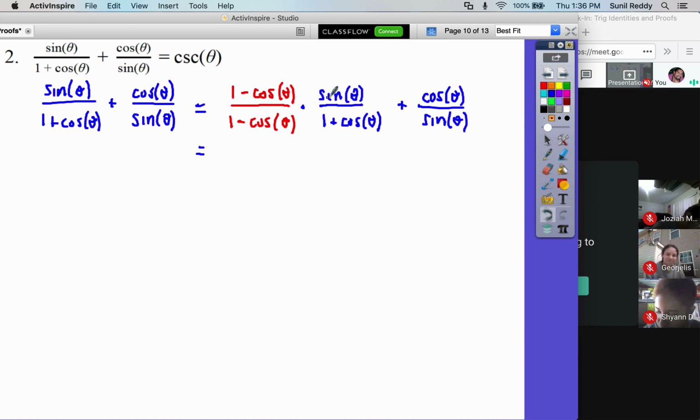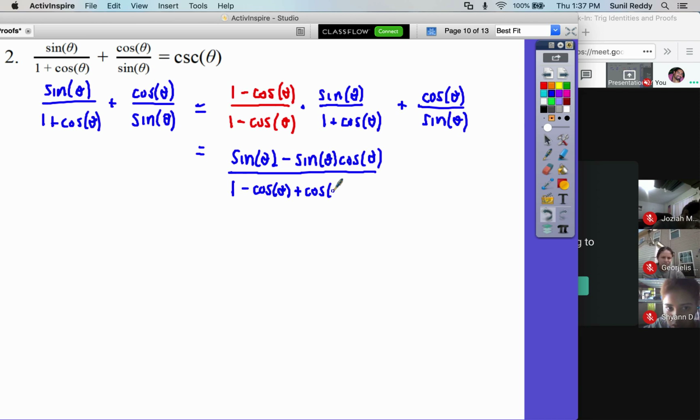So here now I'm going to, on the numerator of the first two fractions, multiply by distributing that sine. So sine times 1 is just sine. And sine times that negative cosine is negative sine cosine. In the denominator, I'm going to FOIL. So 1 minus cosine times 1 plus cosine is 1 minus cosine theta plus cosine theta minus cosine squared of theta.